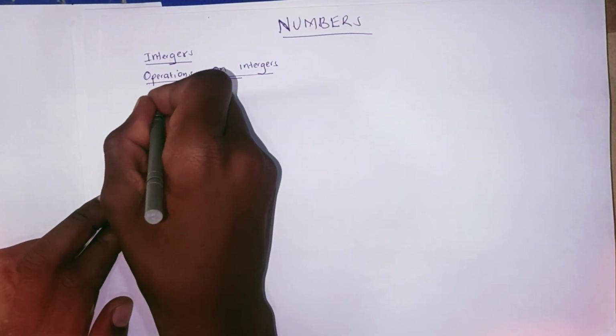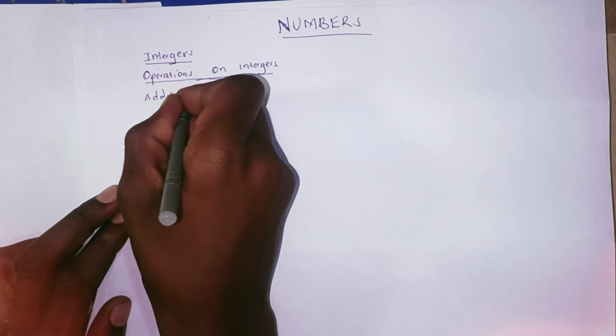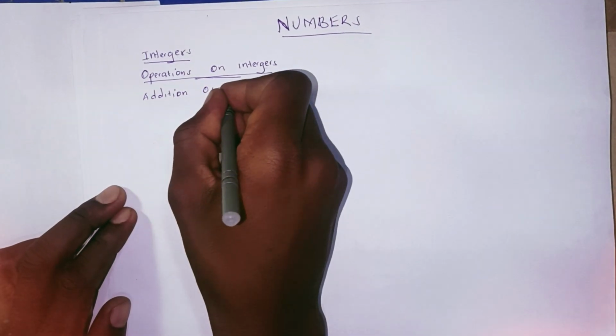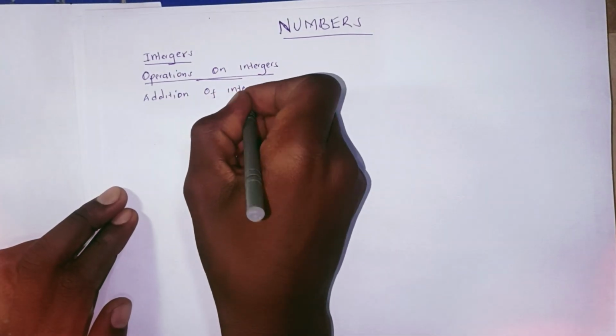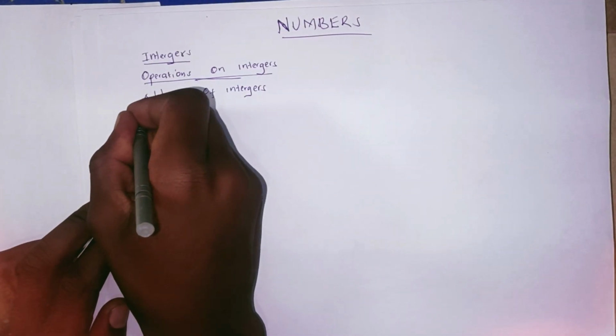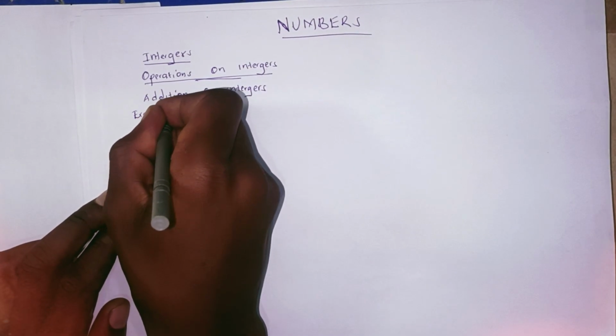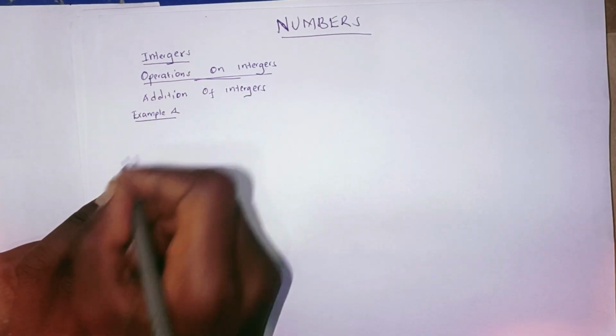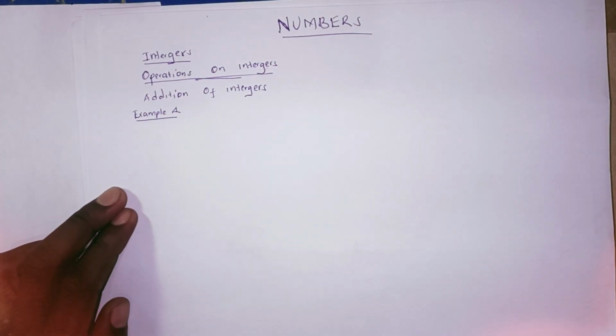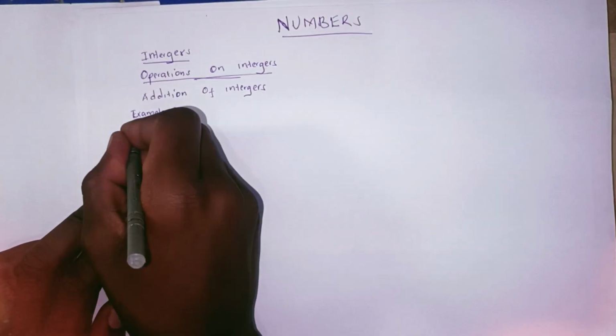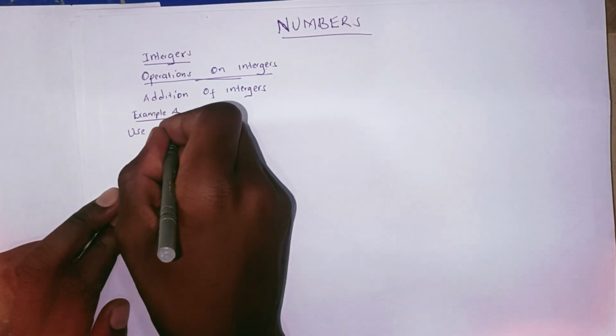integers. Addition of integers. Under this addition of integers, I'll pick an example. Example one. In example one, I'll just say to use a number line. In this addition of integers, we'll always use a number line.